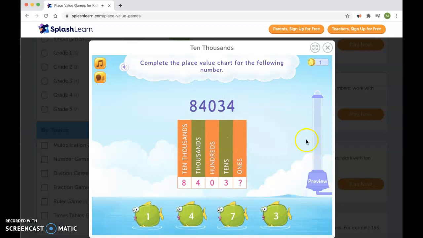Complete the place value chart for the following number. This is a great learning experience, a wonderful activity for students, especially students focusing on their different place values.